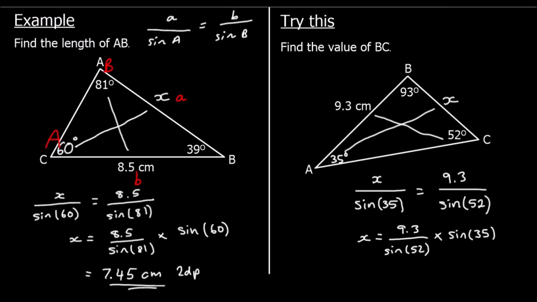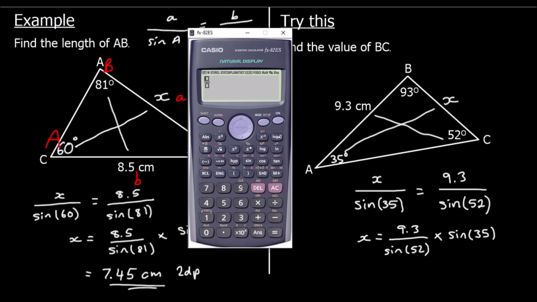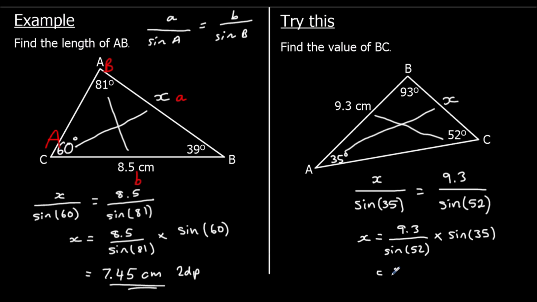Type it into the calculator. And to 2 decimal places, I have 6.77. It rounds up, so 6.77 centimeters to 2 decimal places.